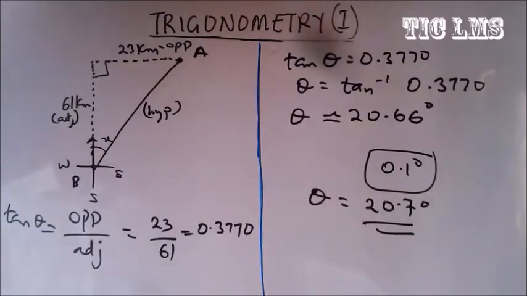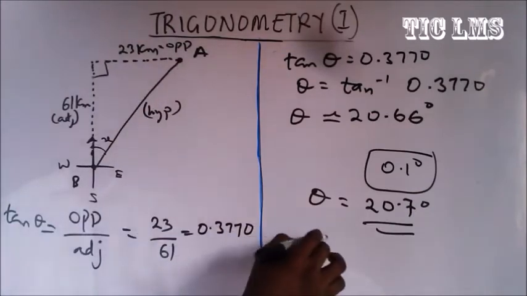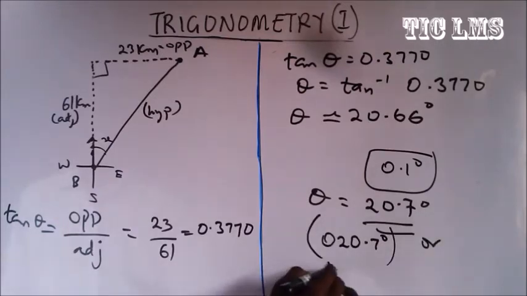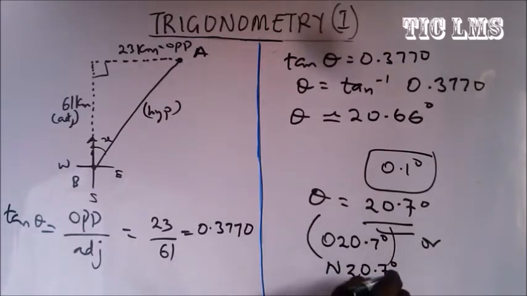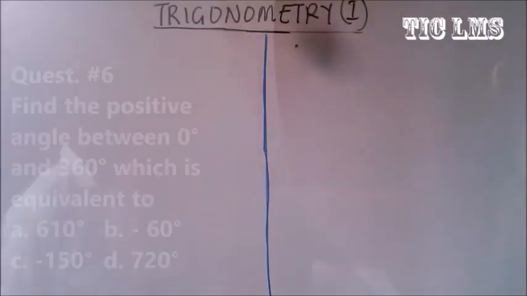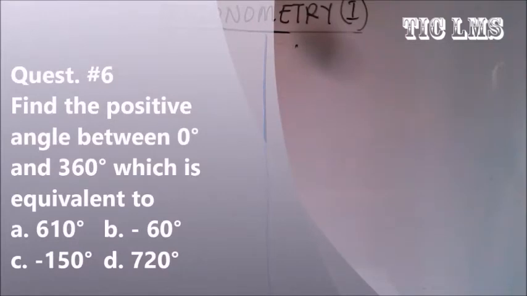So we are having now that the bearing of A from B equals 020.7 degrees, or 20.7 degrees east. Here's the next question, and it says find the positive angle between 0 degrees and 360 degrees which is equivalent to A, 610 degrees, B, minus 60 degrees, C, minus 150 degrees, and D, 720 degrees.